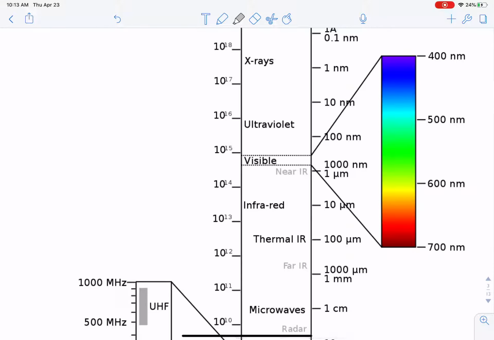Okay, so now we go down in the other direction, expanding out, we get microwaves, the things you heat up your food with, or also the waves that your phone sends out. So your cell phone operates in the microwave range.